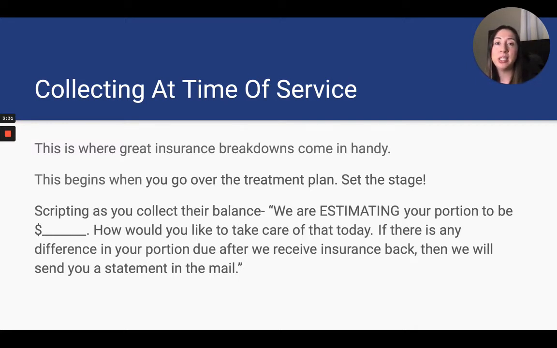My motto really is: patients don't mind paying their dental bills, they mind paying their surprise dental bills. So again, we're just trying to take the surprise out of it, not shock them with a statement in the mail. Tell them when you collect their estimated portion due that if we get insurance back and they do owe more, we will send them a statement in the mail. And it is the same thing too: if insurance would ever pay more, then they would have a credit on their account. So it goes both ways.